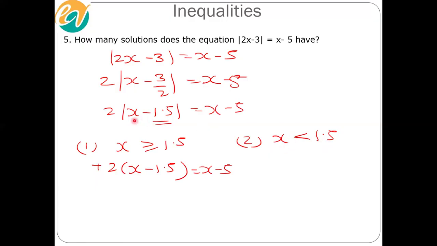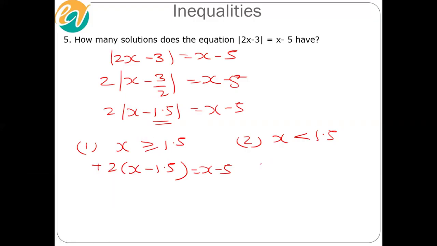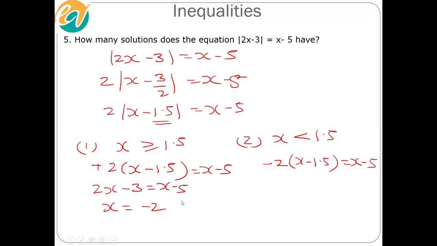Okay, so for x equal to 1, x minus 1.5, positive or negative? Negative. But since absolute value cannot be negative, what do we do? We put a negative sign. Minus 2 times x minus 1.5 is equal to x minus 5. Clear so far? Very standard approach. So from this, what do we get, friends? 2x minus 3 is equal to x minus 5. So 2x minus x is equal to how much? X is equal to minus 2.